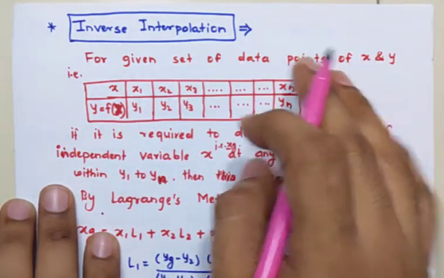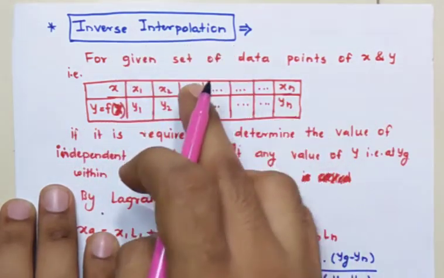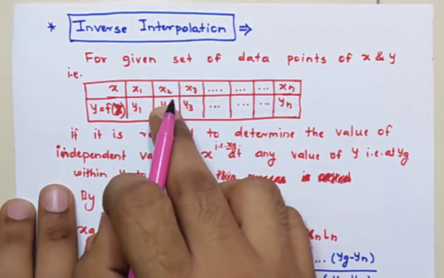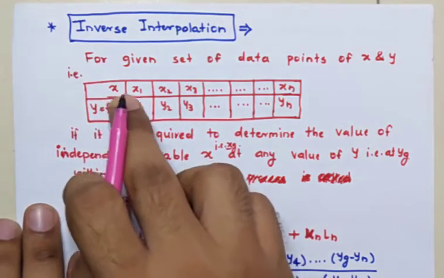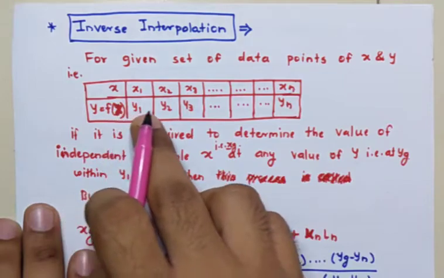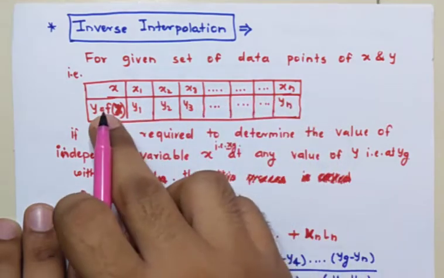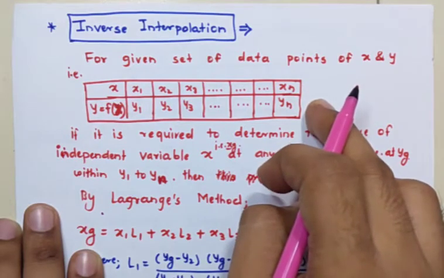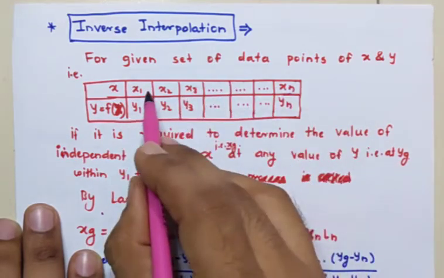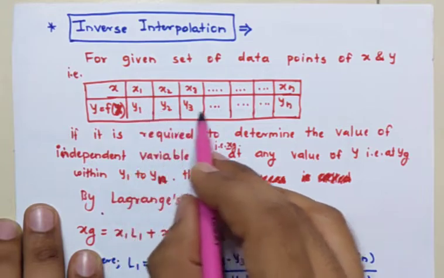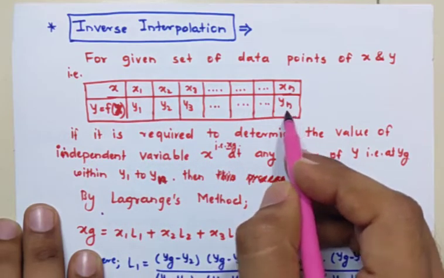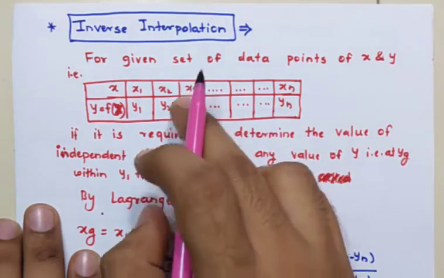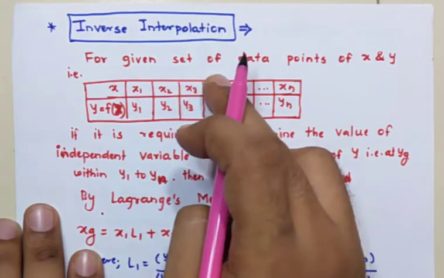Now what is meant by inverse interpolation? For the same given set of data points, that means if we have different values of x and corresponding values of y, so here y is a function of x. For that set of data points, if I am determining the value of x at any random value of y, then that process is called the inverse interpolation method.